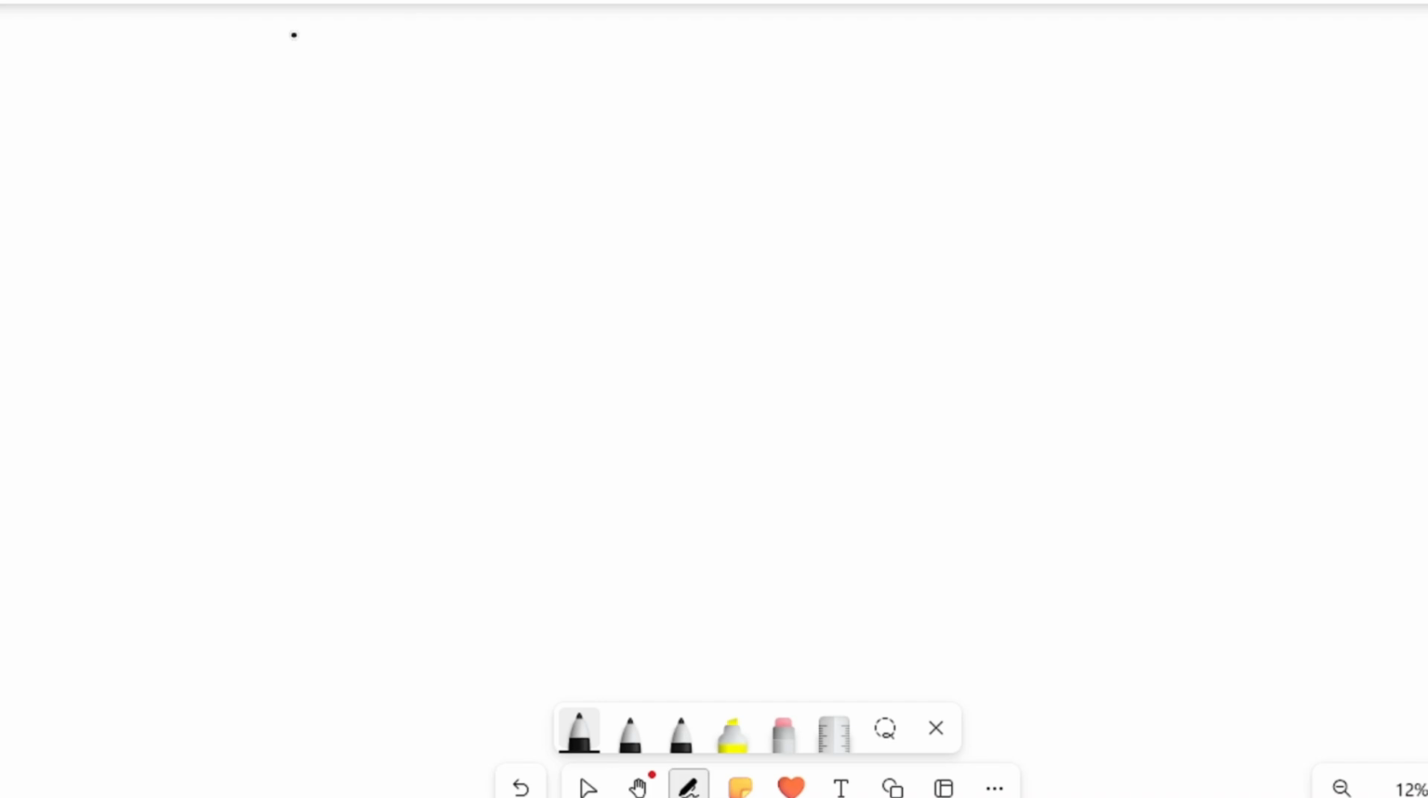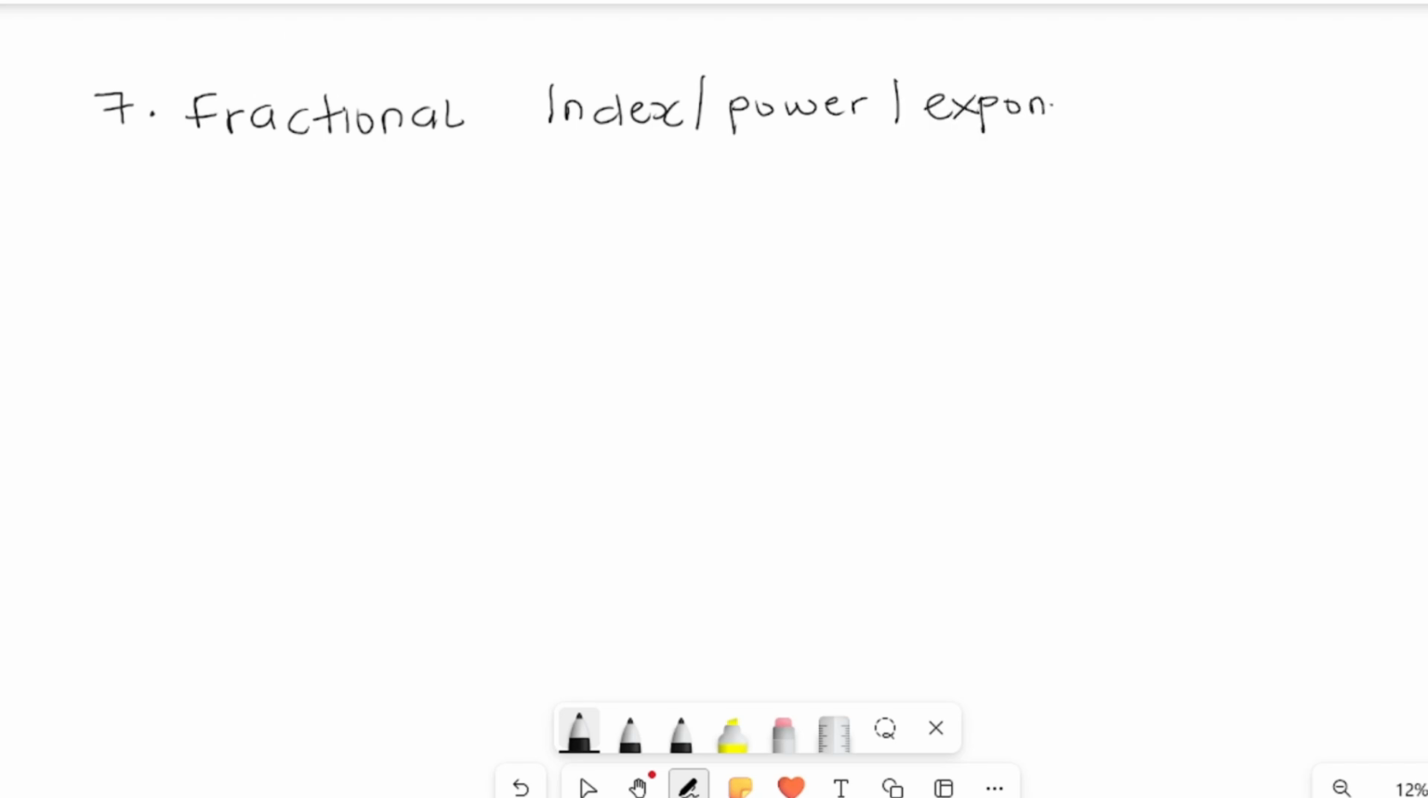So the final law, which is number 7, is called fractional index, slash power, slash exponent. Like the name says, fractional index or fractional power. A fraction is simply a part of a whole number. Let's say 1.